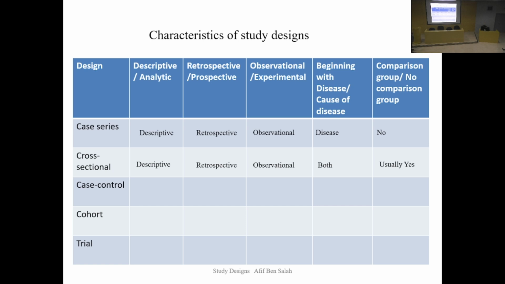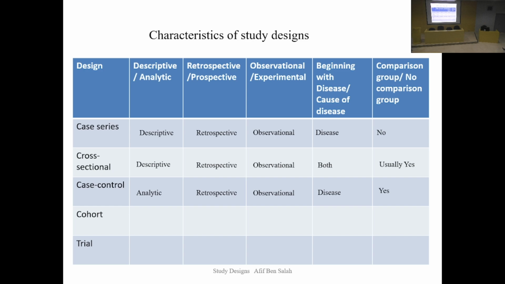But case control. Descriptive or analytic? Thank you. Retrospective or prospective? Who said prospective? Raise your hand. It is retrospective. We start with the disease that occurred in the past and we ask about exposure in the past. Be careful. It's retrospective. Observational or experimental? Beginning with disease or cause of disease? With disease. Right. Comparison group, yes or no? Control, it's case control, of course, yes.